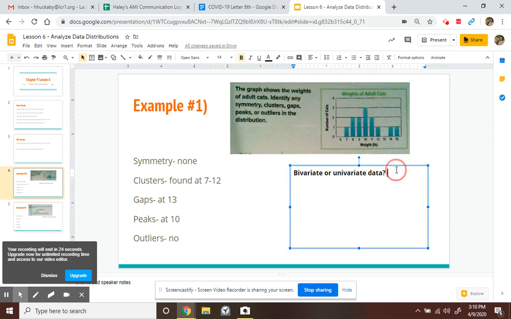All right, univariate or bivariate data? This is measuring 2 things. So it would be bivariate. We're measuring number of cats and weight. All right, so that is that example.